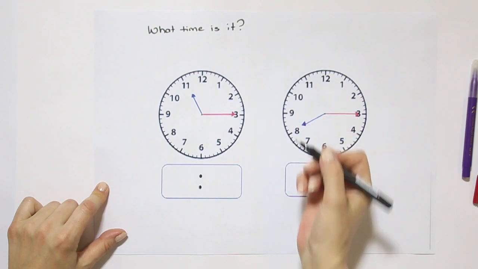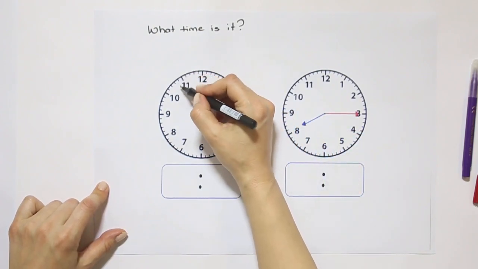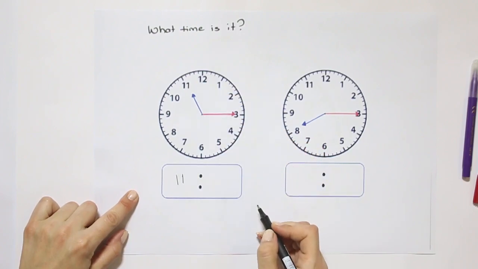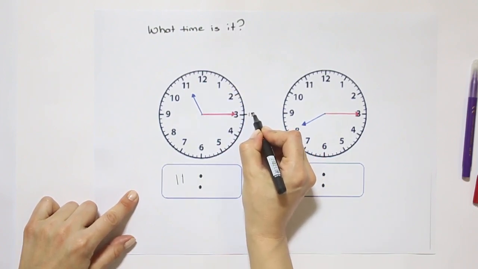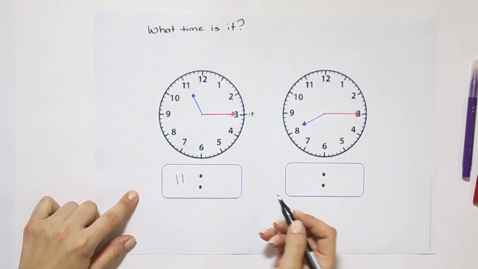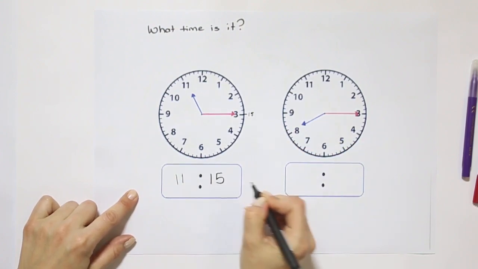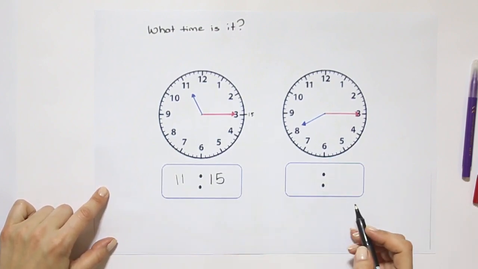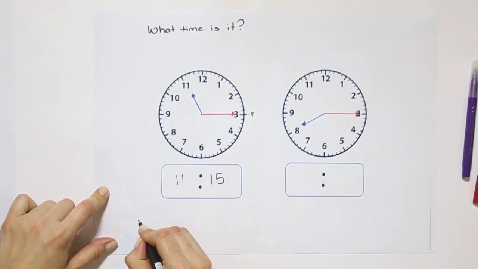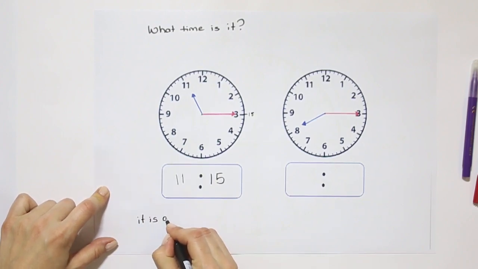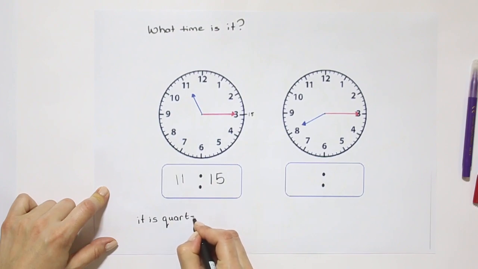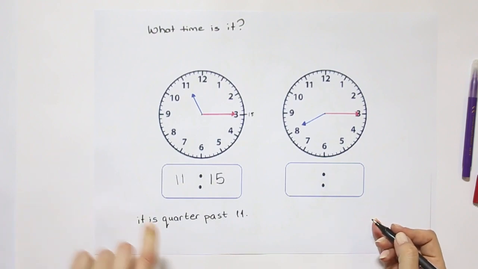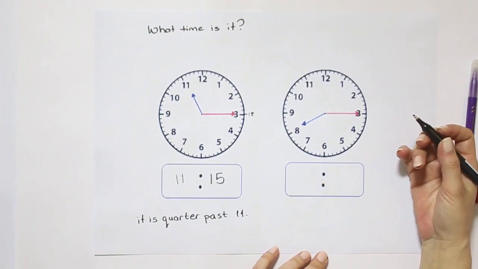The short hand is pointing to 11. We know the hour is 11. The minute hand is pointing to 3. We know that is 15 minutes. On the digital clock it looks like this, 11:15. But we can also say it is 11:15. Let's have a look at another example.